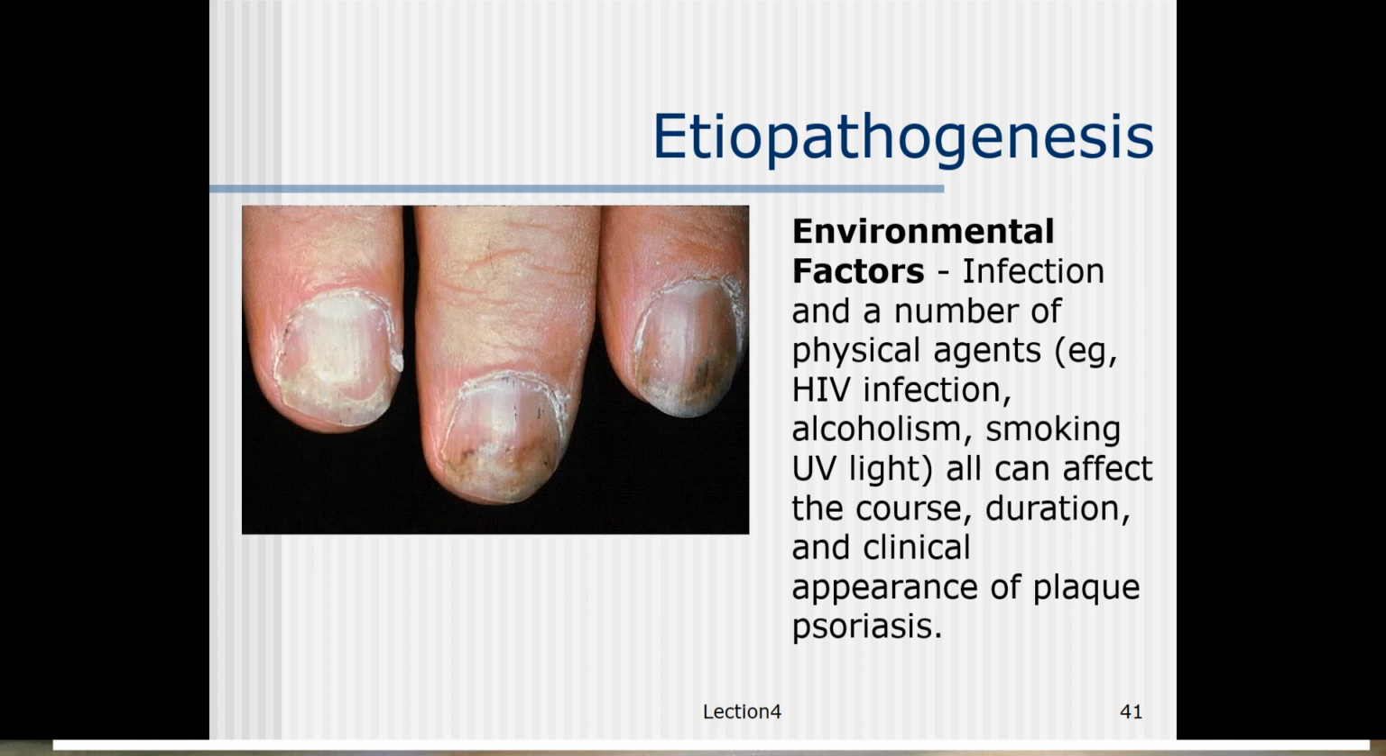Environmental factors. Infection and a number of physical agents, e.g. HIV infection, alcoholism, smoking, ultraviolet light, can all affect the cause, duration, and clinical appearance of plaque psoriasis.